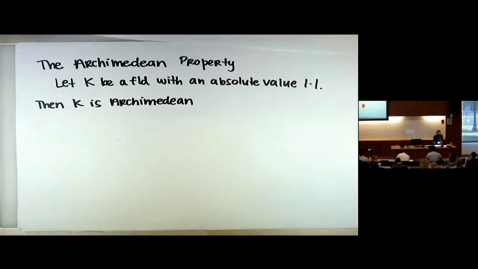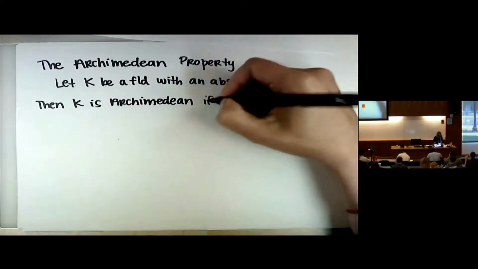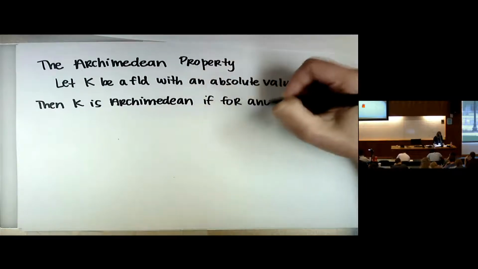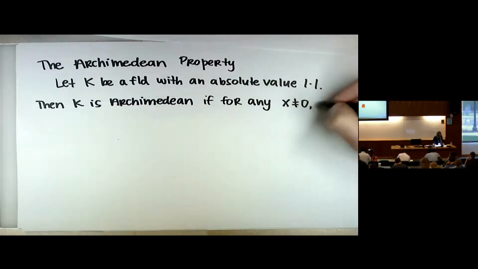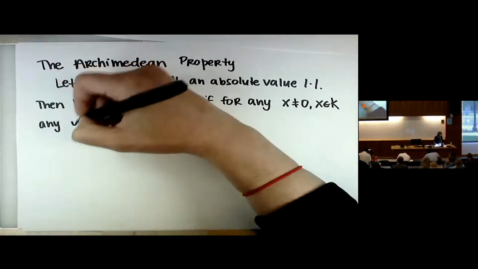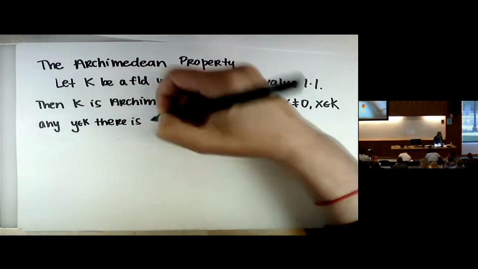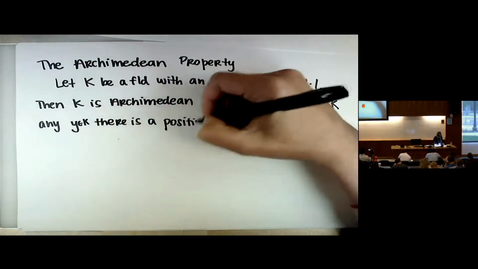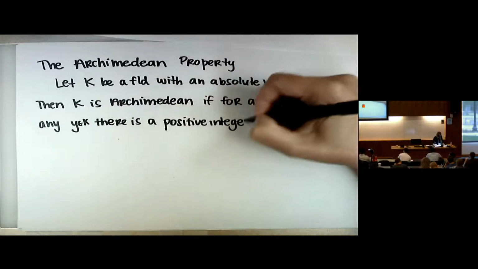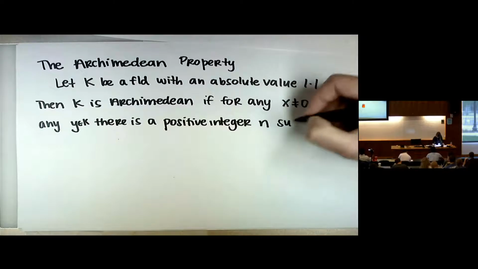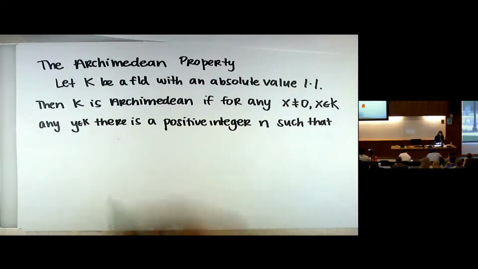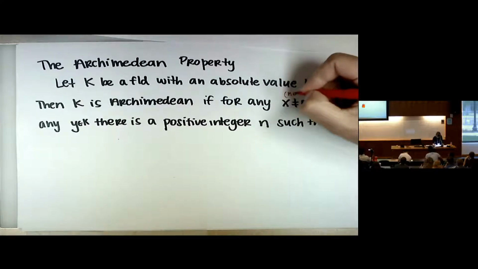or has the Archimedean property, but this is shorter to write, if for any x that's not 0, and x is in the field, and any y, again in the field, there is a positive integer n such that... So what I'm thinking, and I didn't write it down, but in your heart, you should think of x as maybe no matter how small.